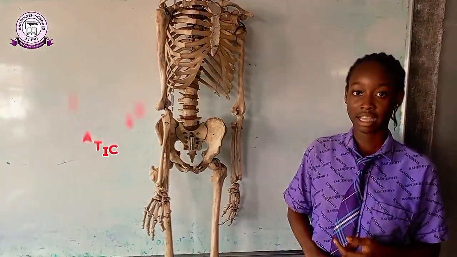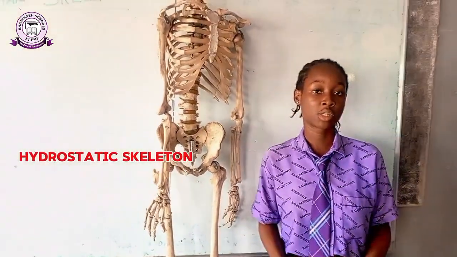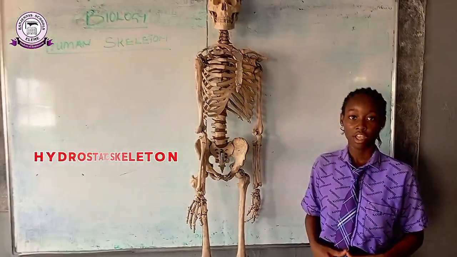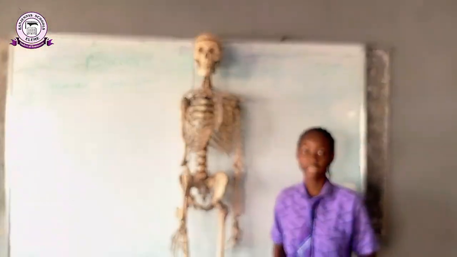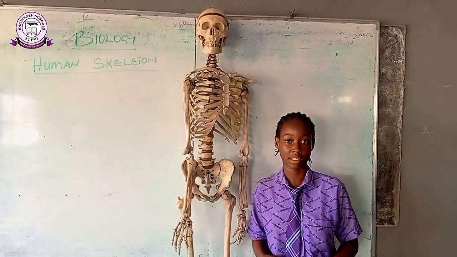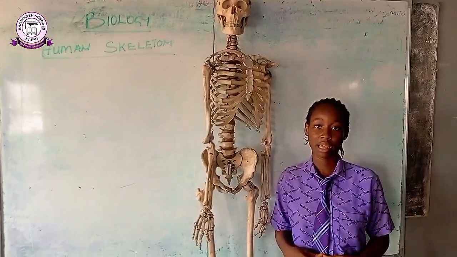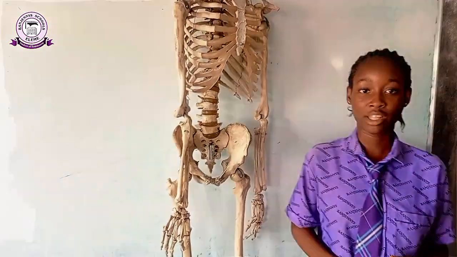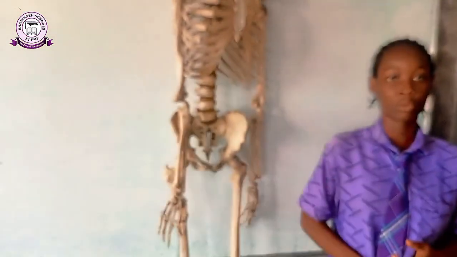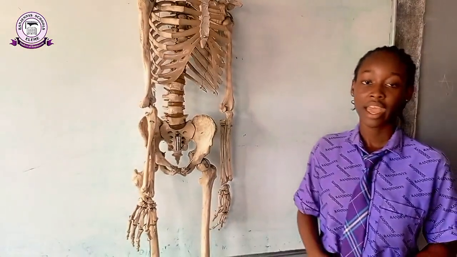The hydrostatic skeleton. This type of skeleton is possessed by soft-bodied animals. The fluid in their body is secreted to provide support and fill space. Examples of organisms with this type of skeleton include earthworm, leeches, sea animals, and so on and so forth.